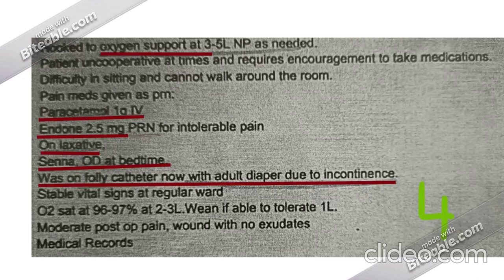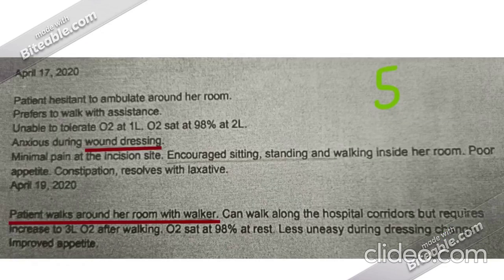In addition, she was on a Foley's catheter, now with an adult diaper due to incontinence. Stable vital signs and regular wards. Still, the patient is on oxygen. Moderate postoperative pain, wound with no exudates, as the medical records have revealed.